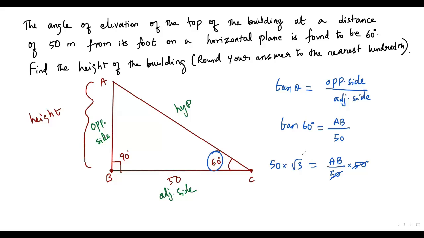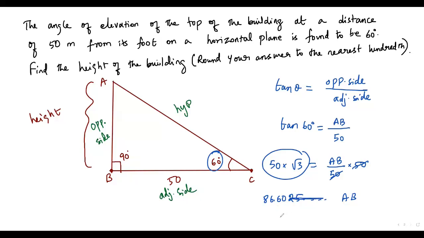Using the calculator, when I multiply these two values of 50 and square root of 3, I'm getting 86.6025, and it keeps going. But the question says we have to round your answer to the nearest hundredth. So when I go to the hundredth, this is the 10th place, this is the 100th place. Whenever I want to round any value to the nearest hundredth, I have to look at the digit at the thousandth place. If it is 5 or greater than 5, I have to add 1 to the hundredth place. But here the digit at the 1000th place is less than 5. So simply we can ignore all these digits.